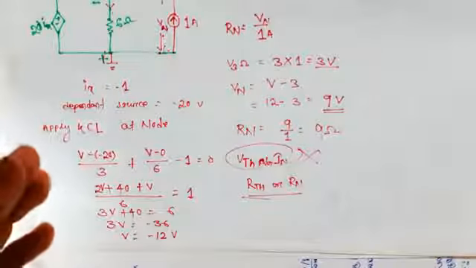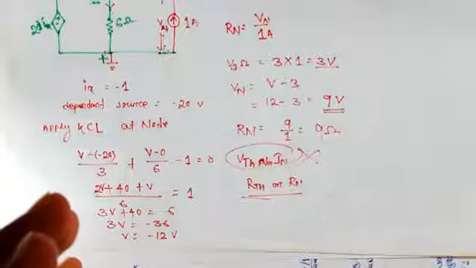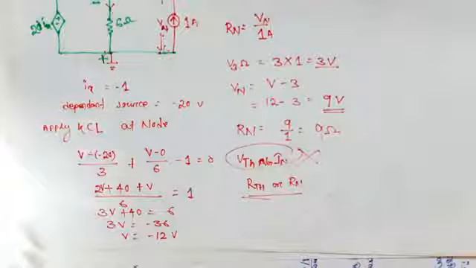Because a dependent source is always driven by some independent source. If there is no independent source present, then the dependent source has no value, so that we cannot determine the voltage drop, or open circuit voltage, or short circuit current.